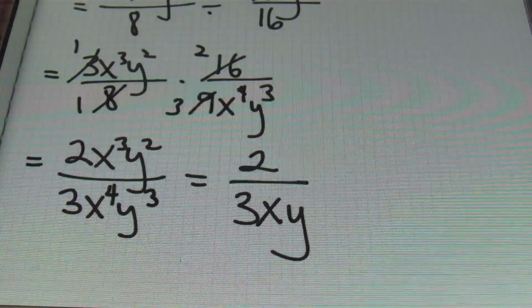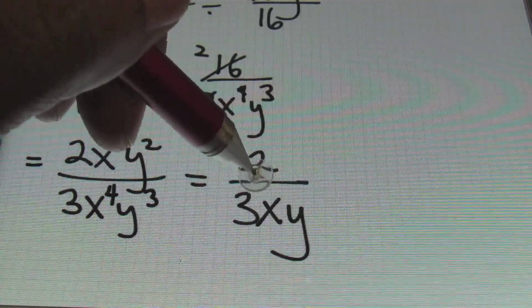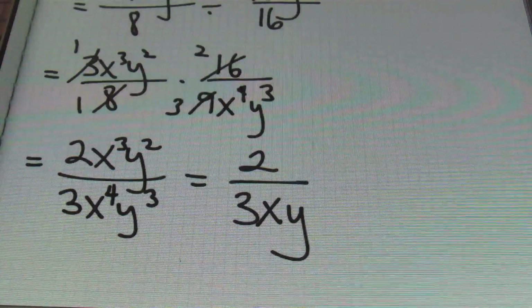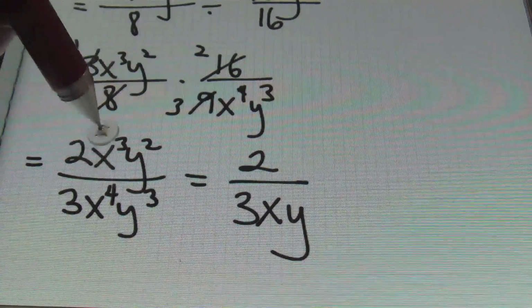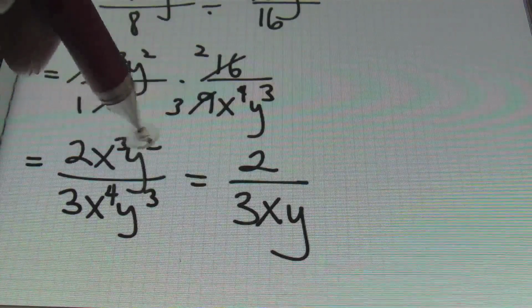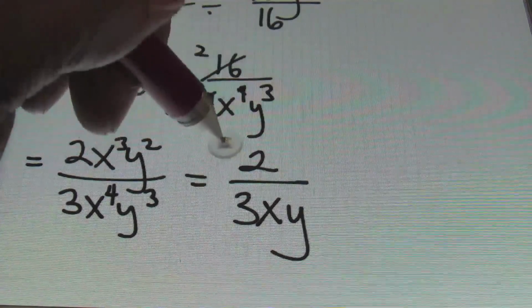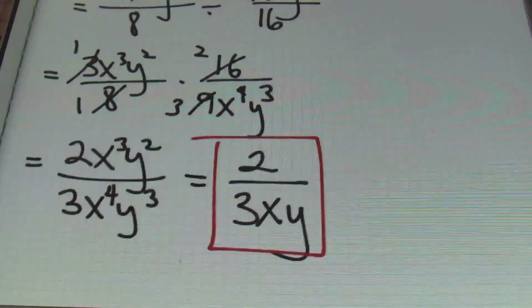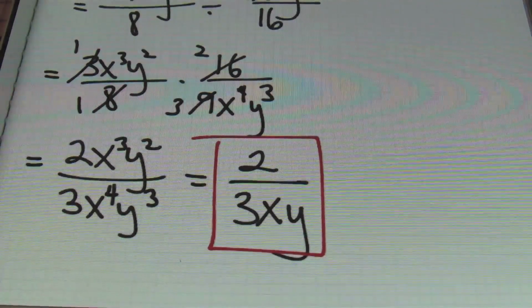So remember, your variable remains wherever the largest exponent is, and you simply take the difference of the exponents to find out what your remaining exponent will be. So 4 minus 3 gave me x to the first power, and 3 minus 2 gave me y to the first power, and this is my answer here. That's it. I'm going to red box it. There it is. All right, ladies and gentlemen, that's problem number 3.